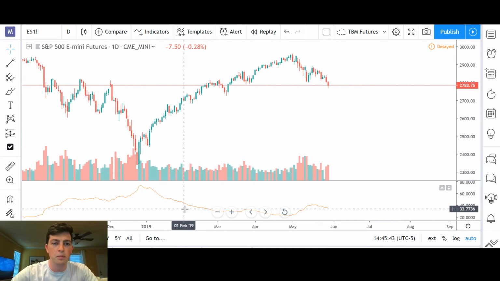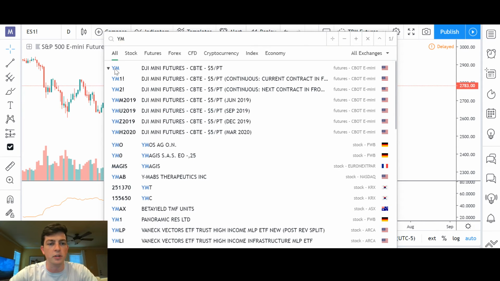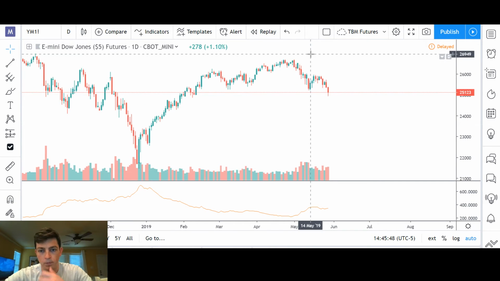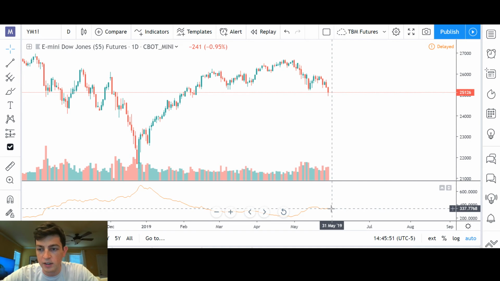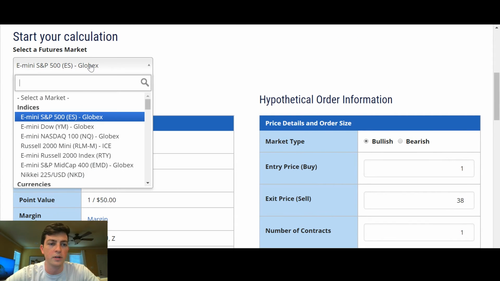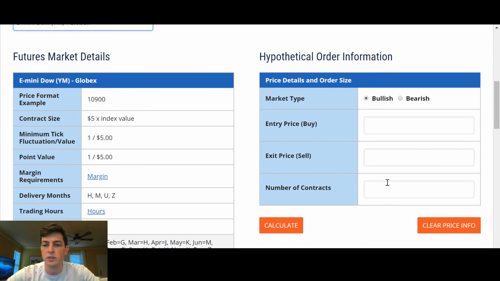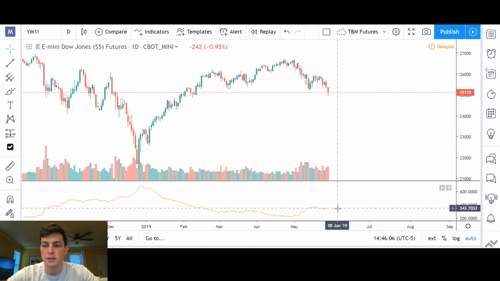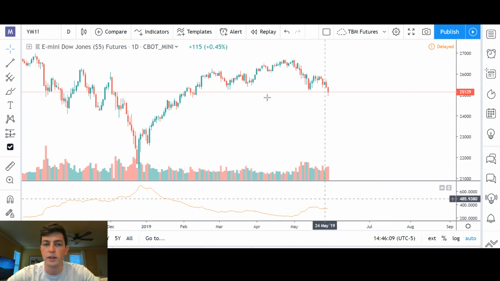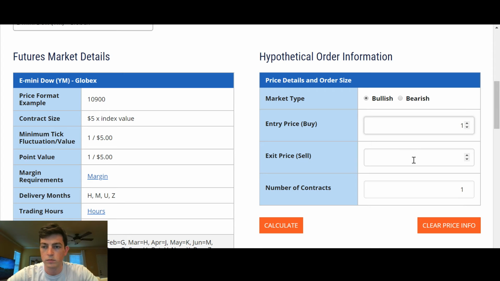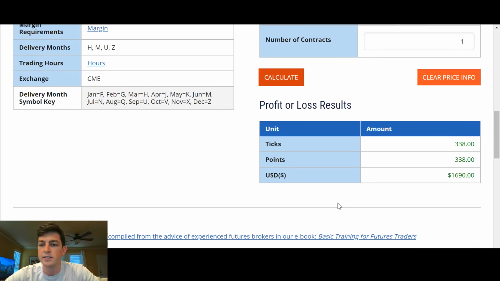So now let's look at the YM. And we might as well look at the Rusty too, I guess. So the YM moves on average 337, let's just call it 338 points. So we go up here, we go to YM, bullish, one contract, 338, I think is what we said. So 340, yeah, 338. So that's a 338 point move, and that leaves us at 1690.